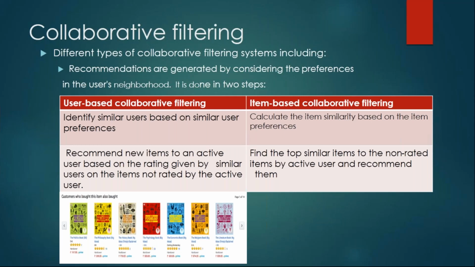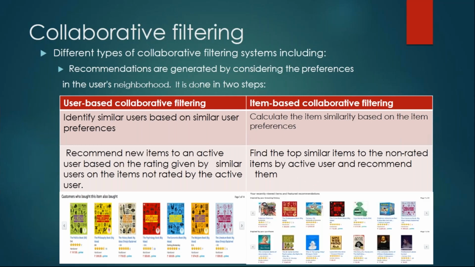The next one is item-based collaborative filtering. It calculates the item similarity based on the item preferences, and it is between item and item. For example, suppose you like apple, the system will also recommend that you taste pineapple. It is between item and item. That is one of the collaborative systems we have.